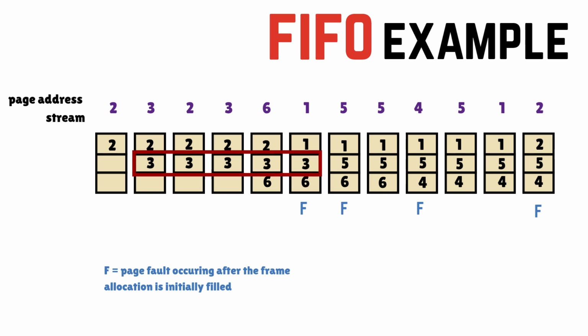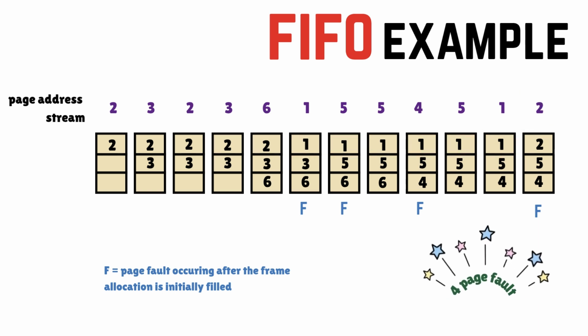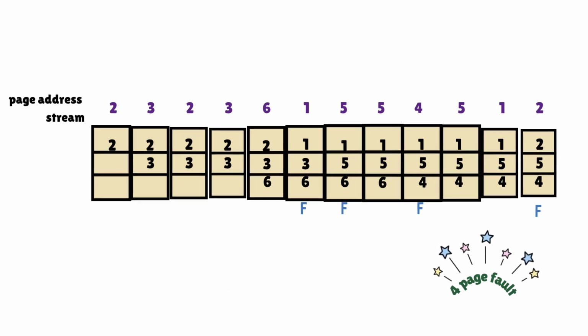Next address number is just the same as previous, so we just copy. The next page address now is 4, and we remove 6. Then, the following number is already in the box, so we just copy. Lastly, the page address now is 2, then we remove the longest address, which is 1. Overall, we have 4 over 12 page faults after the frame allocation is initially filled.